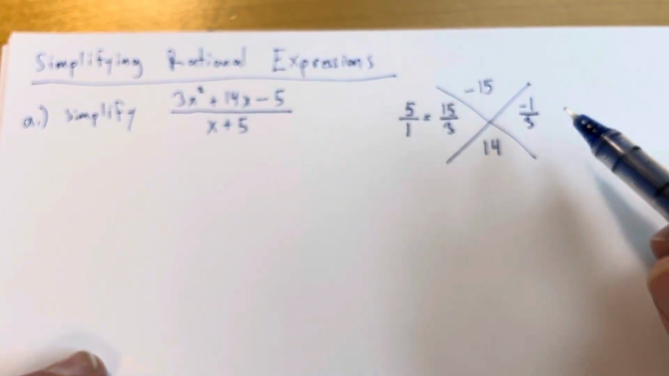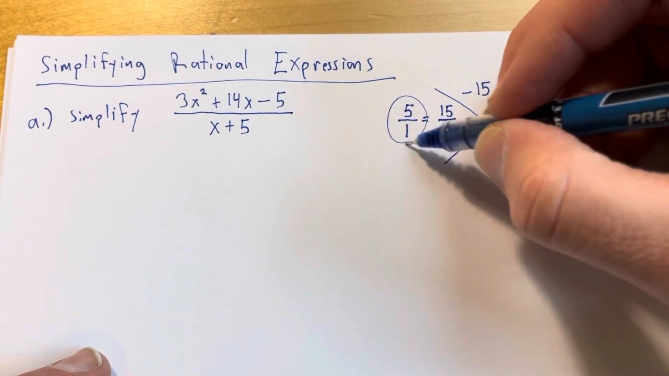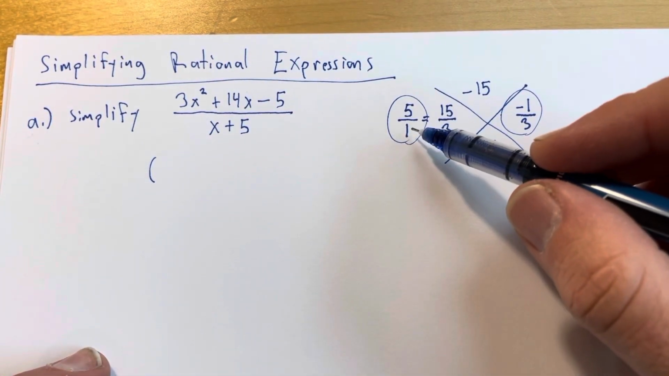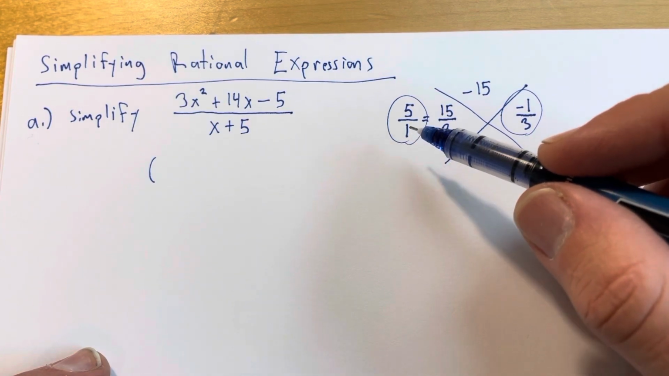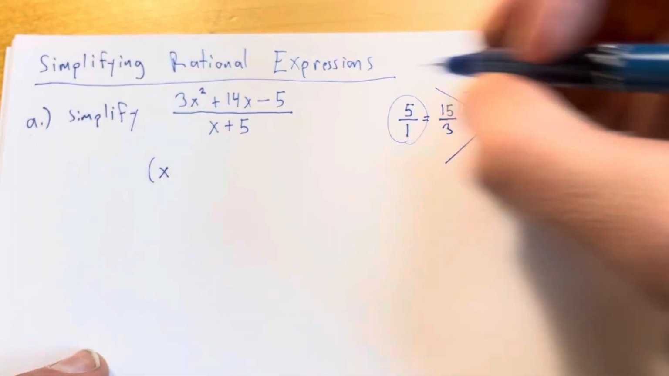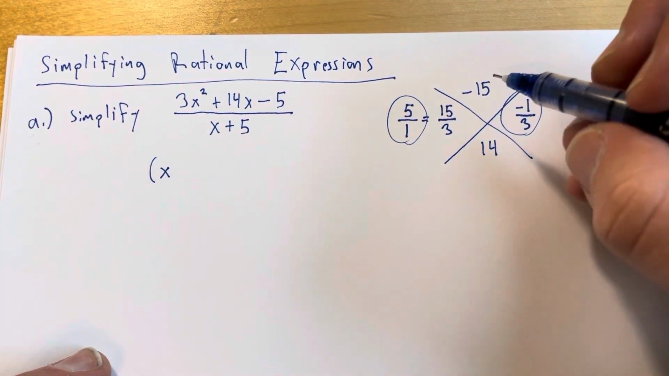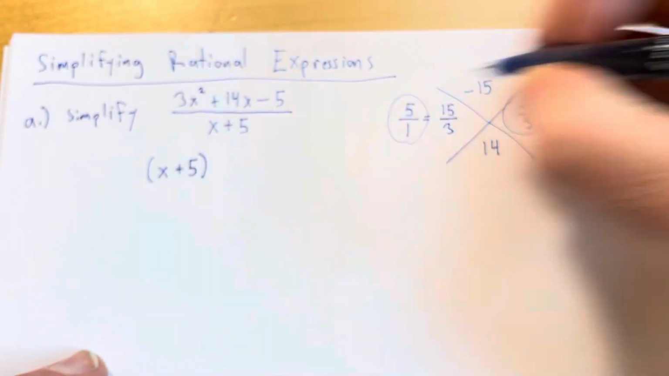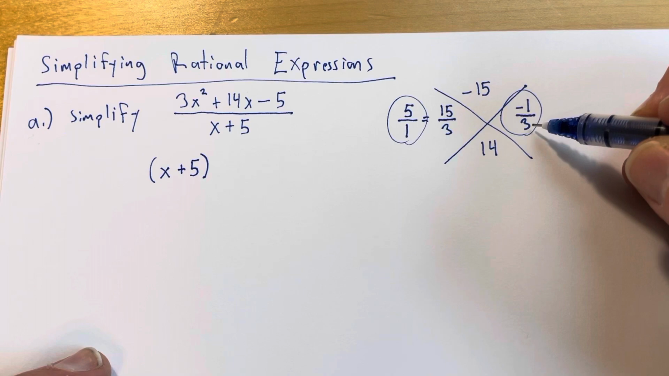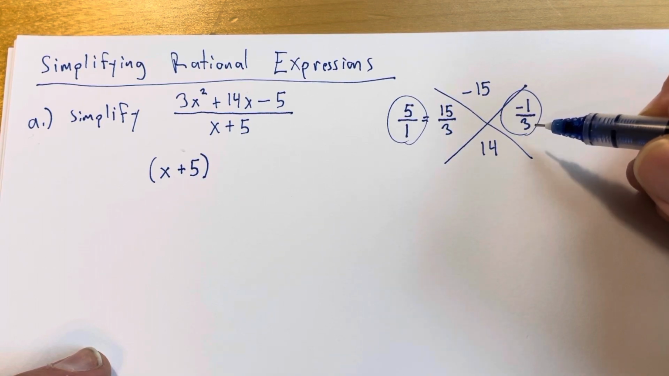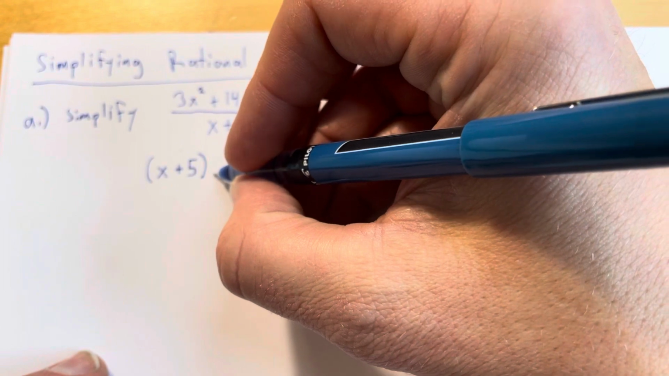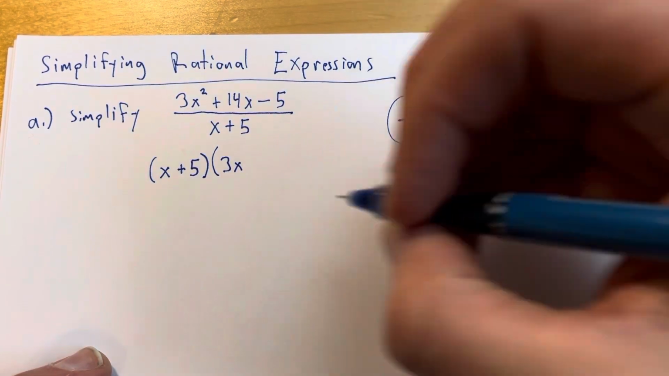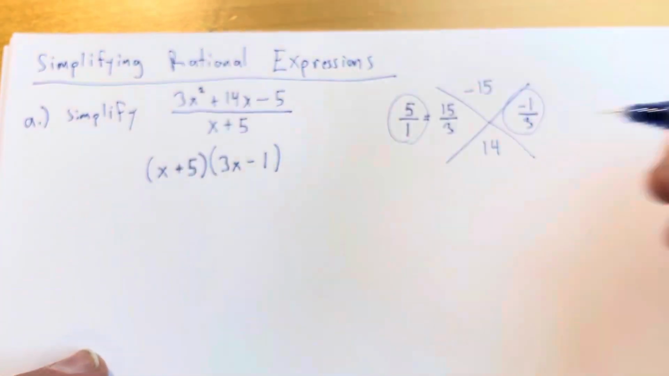Okay, now what I can do is use these two fractions here to factor this, and here's how that works. The first fraction, the denominator, represents the coefficient on my x term, so 1x, or just x. The numerator represents my constant term. It's a positive 5, so I write plus 5. Going over to this fraction, same thing. The denominator represents the coefficient on my x term, so it's 3. That makes 3x. And the numerator is my constant term, negative 1. That is the factored form of that numerator.